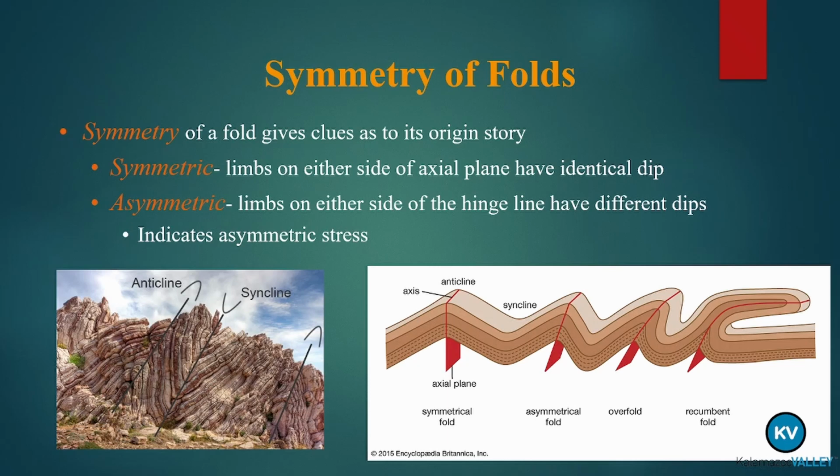The other element to look at here is the symmetry of the folds relative to one another, or their individual dip angles. How slanted are the limbs? Are they equally slanted? So if we look at this example right here, this is a symmetrical fold because the axial plane is straight up and down.